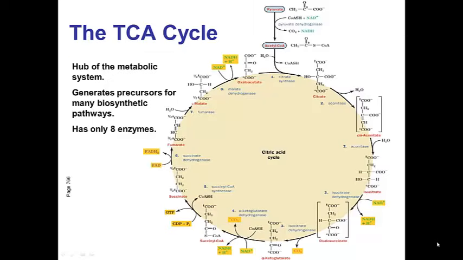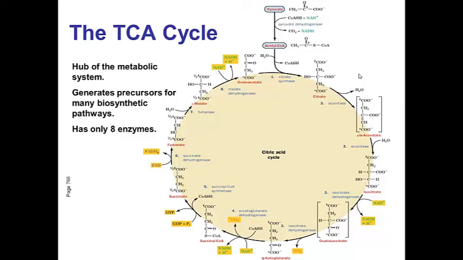So now let's start by defining the TCA cycle. So the TCA cycle is a cycle of 8 enzymes, you can see here. And this basically generates the precursors for lots of biosynthetic pathways. And in addition, lots of biosynthetic pathways can also feed into the TCA cycle.